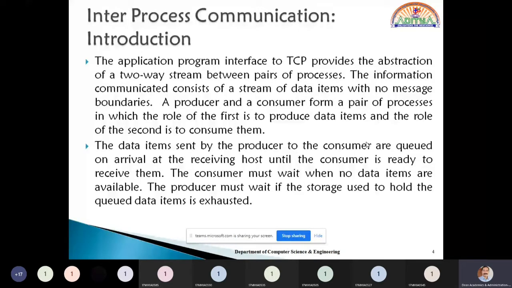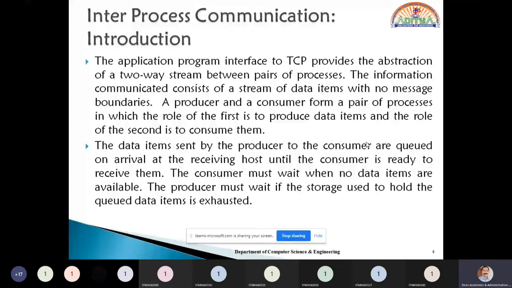They will be passed through a queue, and at the receiving end, when the consumer is ready to receive them, he'll start receiving. To do so, what we require is that the consumer has to wait when there are no data items, and the producer must wait if the storage used to hold the queue data is exhausted. Here you must remember one thing: the memory that is going to be used for the queue will have some limitations.